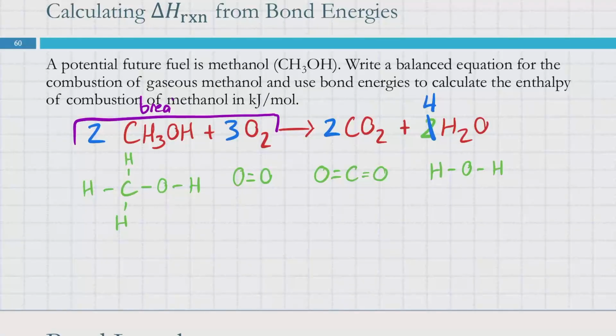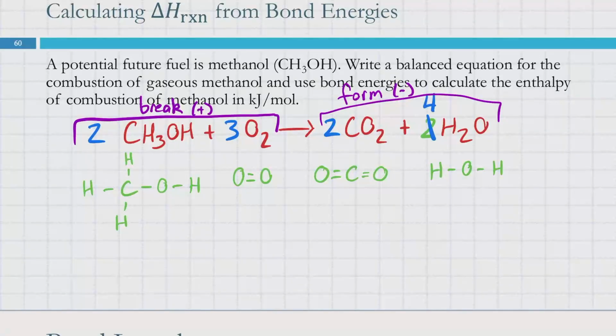We are going to break all of these bonds, so we're using positive values for these. We have to put energy in to break all of these bonds. On the product side, we are forming all of these bonds. When we form bonds, energy is released. That's an exothermic process. We are going to calculate how many of each of the bonds we have, and then we'll do the same thing for the product side.